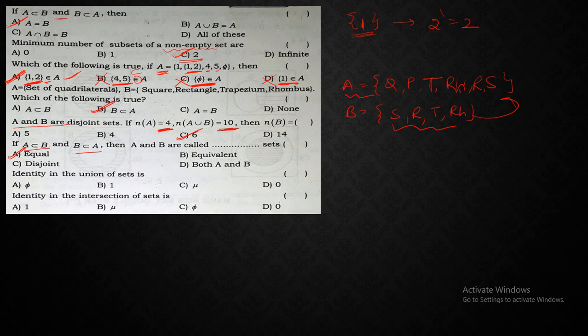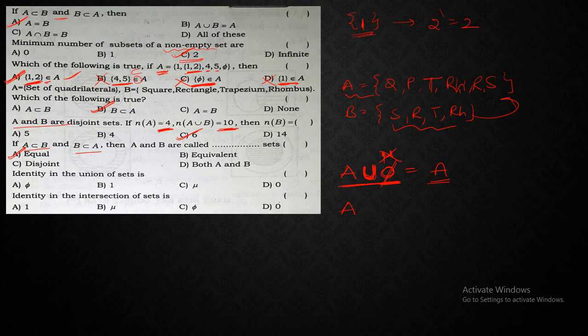So what is the meaning of identity? What should be taken as union, so that again you need to get A only. Clearly if you take A union phi, again you are going to get A, right? Suppose you take mu, that is nothing but the universal set. So A union mu gives you mu but not A. So under the union of sets, what is the identity set? It is nothing but phi.